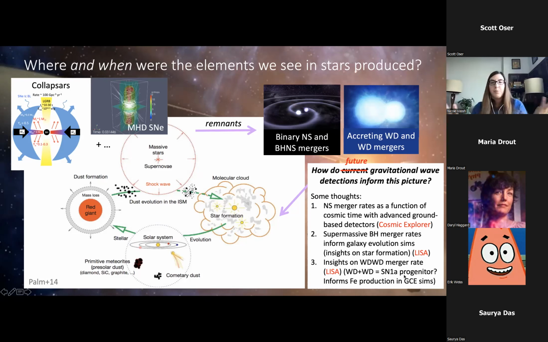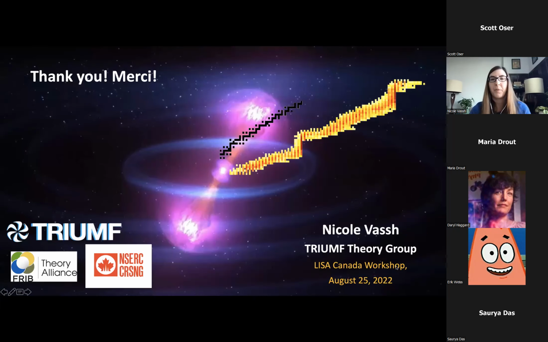Are these the supernova type 1 progenitors? Iron is something that is followed in GCE simulations, but nevertheless, how much iron is coming from where? From white dwarf, from core collapse supernova, etc. This is something that could be better constrained if we knew more about white dwarf mergers. And with that, I will stop there and thank you for your time.